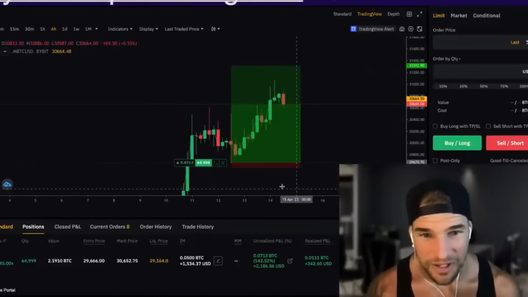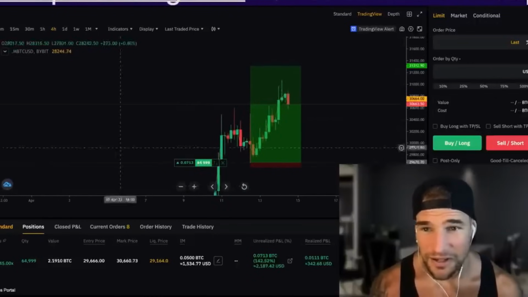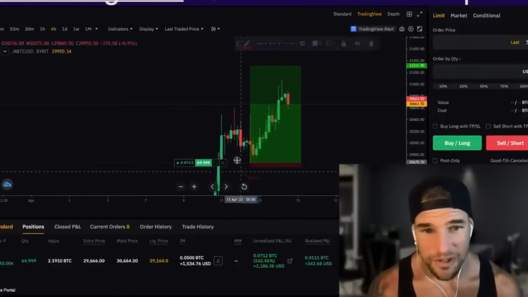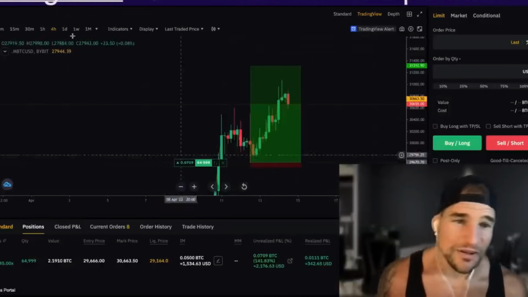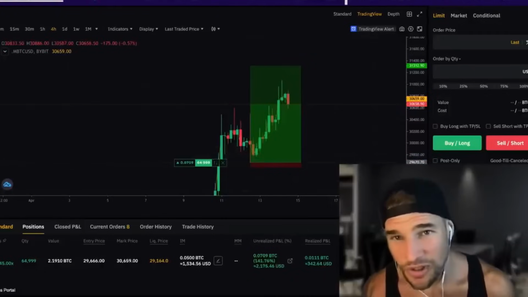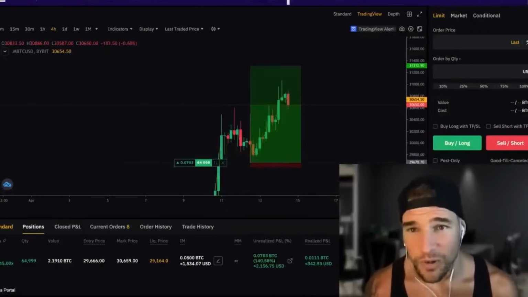I'm not even kidding you. Look at this entry right here, right? Is that not the juiciest entry in the world? It's because we had this level marked out, because we were doing our technical analysis as all good traders should do. All right, so that is what we're going to be looking for.